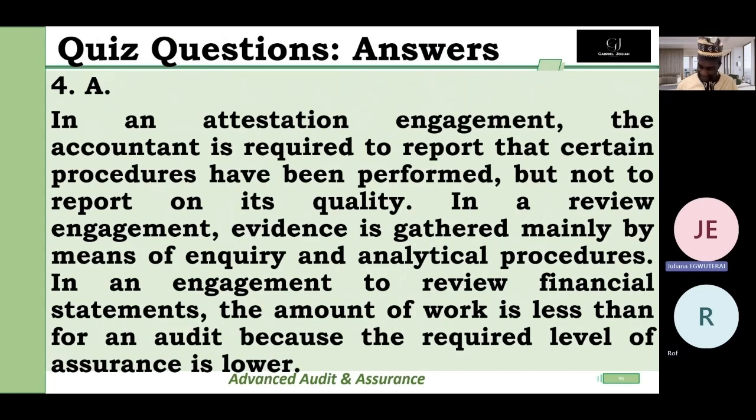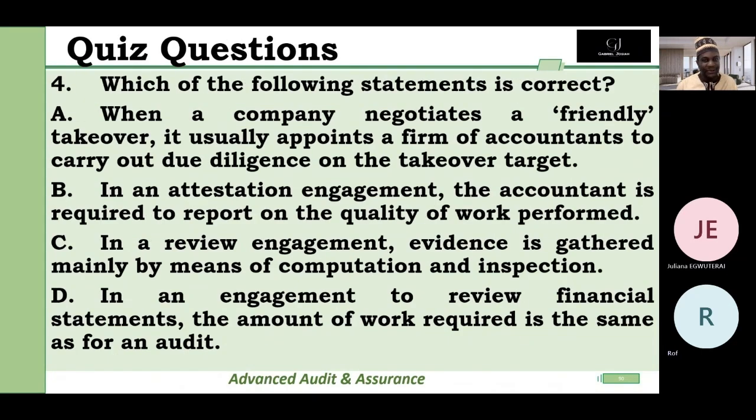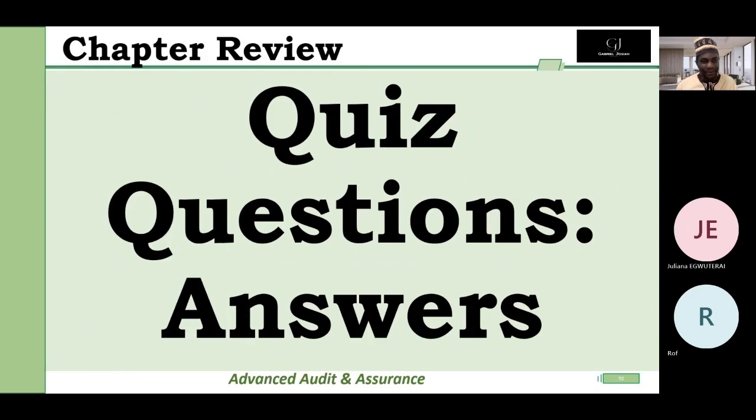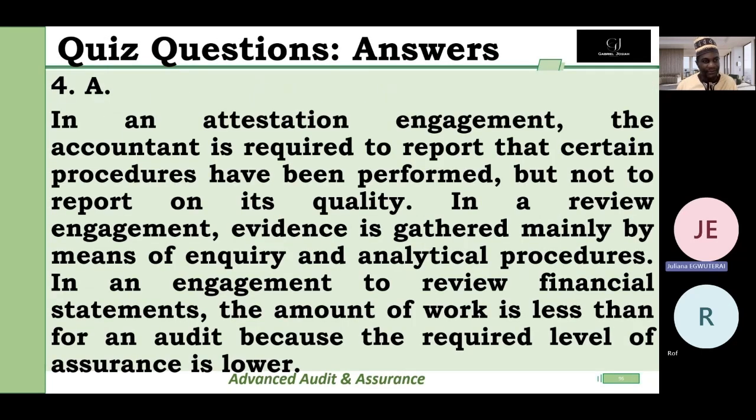Number 4. I've gotten 80%. We go back again. Which of the following statements is correct? Due diligence. When a company negotiates a friendly takeover, it usually appoints a firm of accountants to carry out due diligence on the takeover. Wow. I'm even afraid of you people now. 4. Correct.